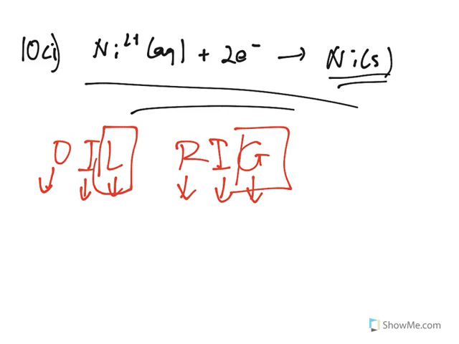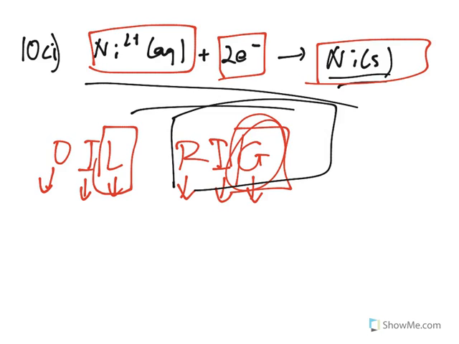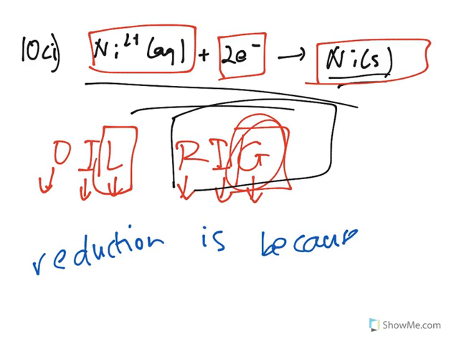electrons. So in this reaction, you have Ni2+, it's gaining 2 electrons to form this solid. So that means that the gain of electrons is RIG. So that means that reduction is happening in this case. And the reason for that is because Ni2+ gains 2 electrons.